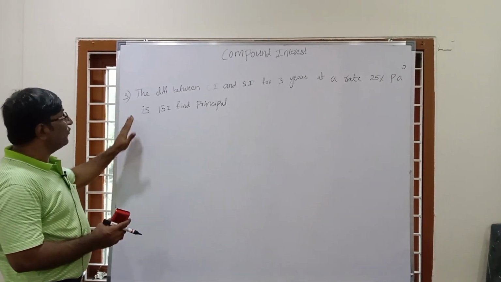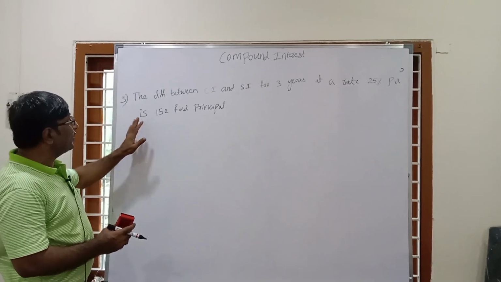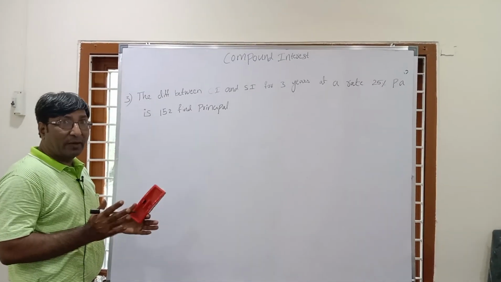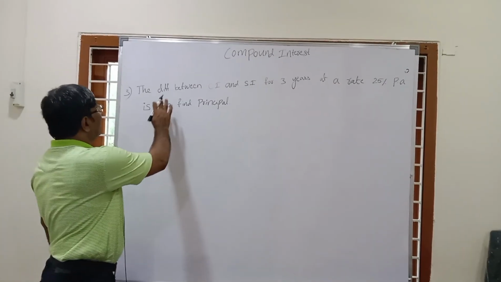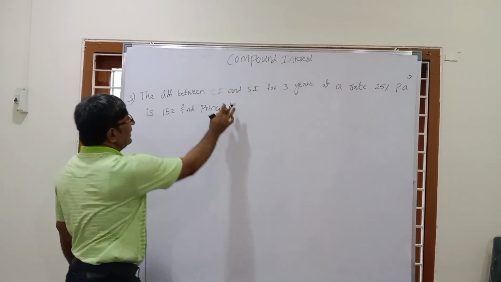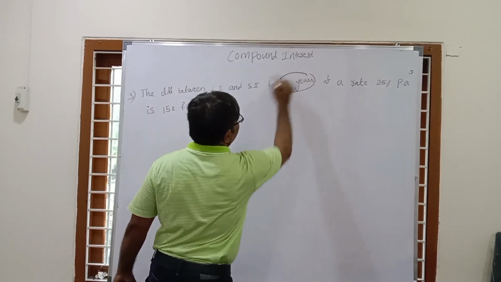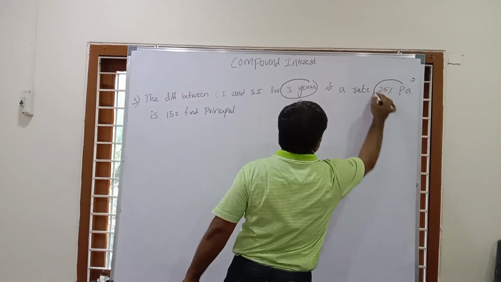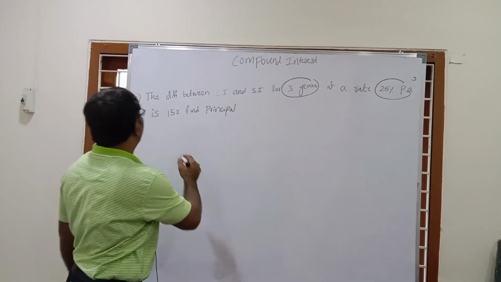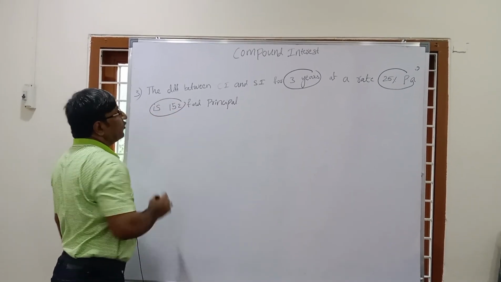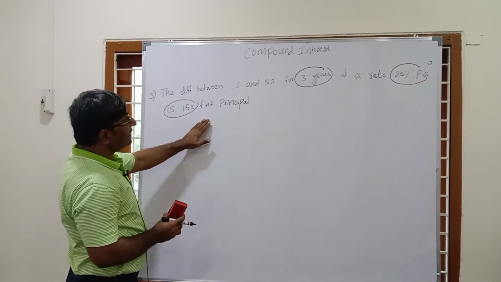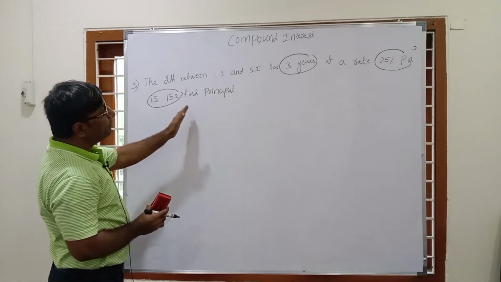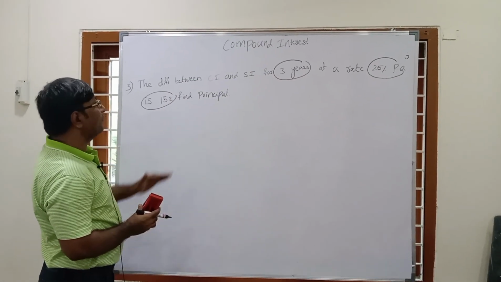Just like we saw in the second question, there was a question on the difference of compound interest and simple interest for 2 years. Now the question is: the difference between CI and SI for 3 years at a rate of 25% per annum is 152. Then we have to find the principal. So here the difference of CI and SI is given as 152 for 3 years at a rate of 25%.